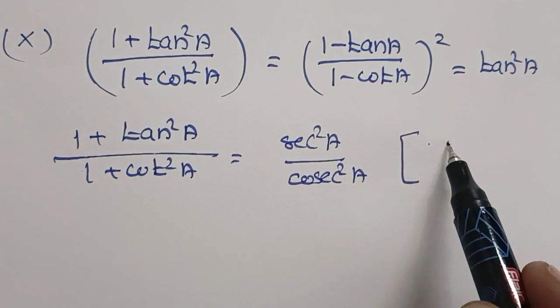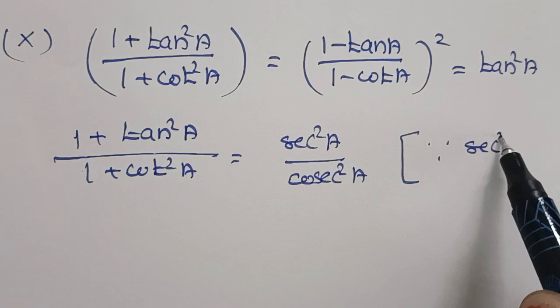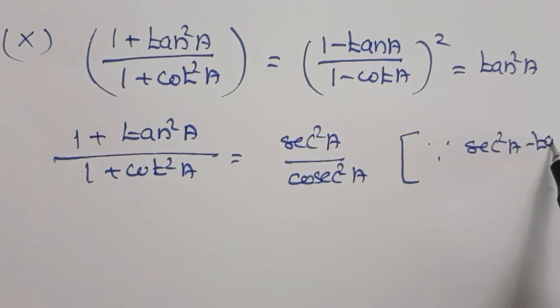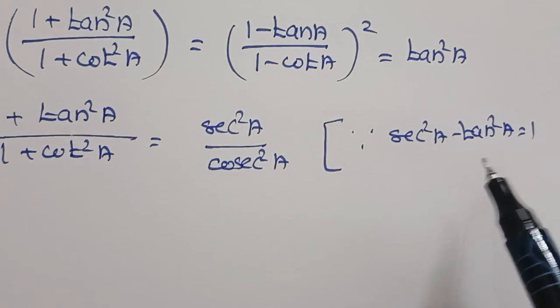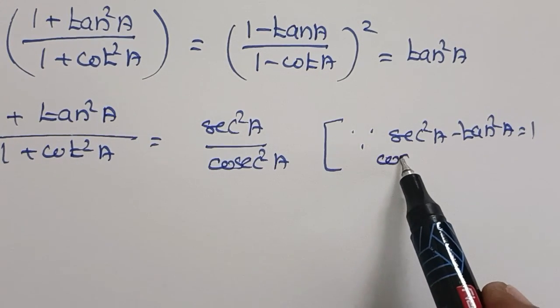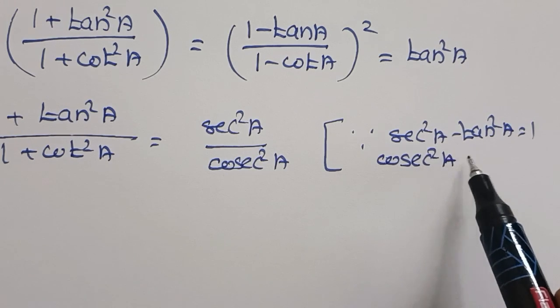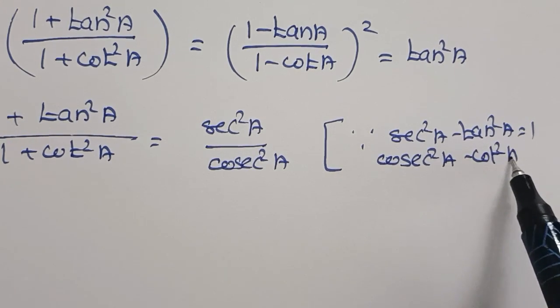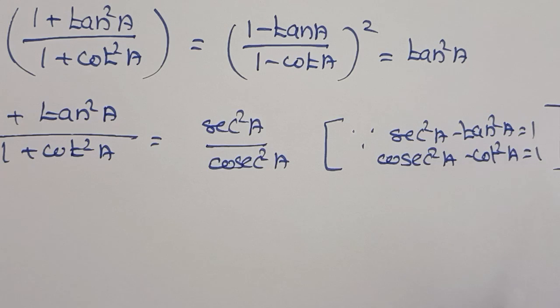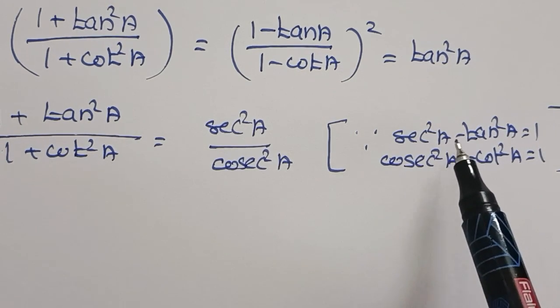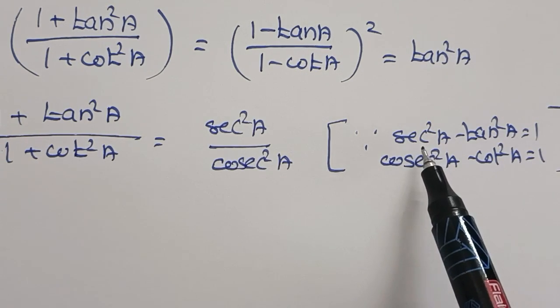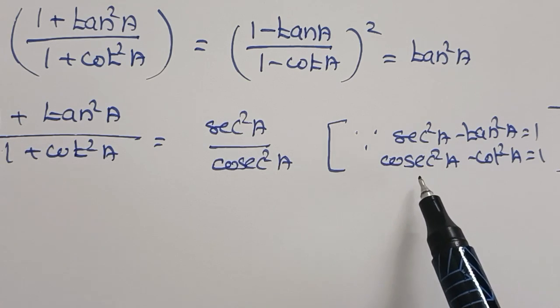Reason: write the identity, sec square A minus tan square A equals 1, and cosec square A minus cot square A equals 1. From these two identities, we can write 1 plus tan square A as sec square A and 1 plus cot square A as cosec square A.